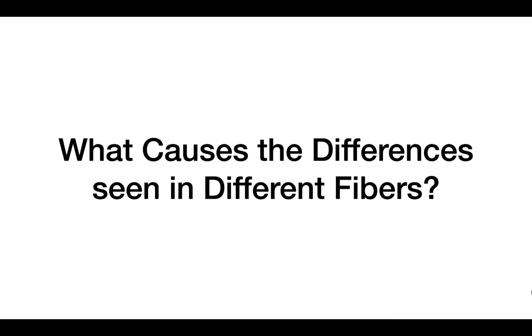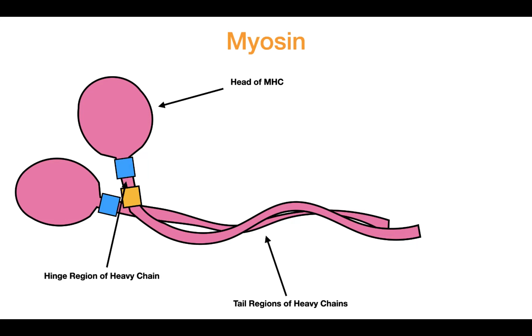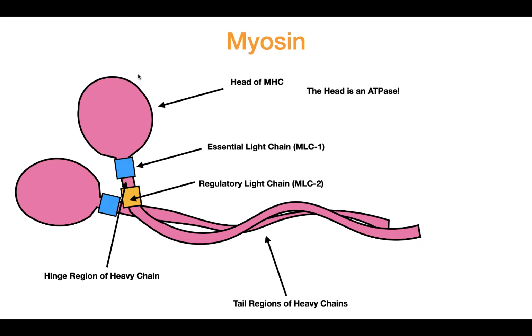So what causes the differences seen in the different fibers? Well, the first reason has to do with myosin itself. This is a picture of myosin, and let's just talk about the different parts of it. The first part is going to be the head of the myosin heavy chain and the tail regions of the myosin heavy chains. The next part is going to be the hinge region of the heavy chain, and then you also have the light chains as well. The head of the myosin protein is going to be where the ATPase activity is. And the ATPase activity is going to be critical for contraction.